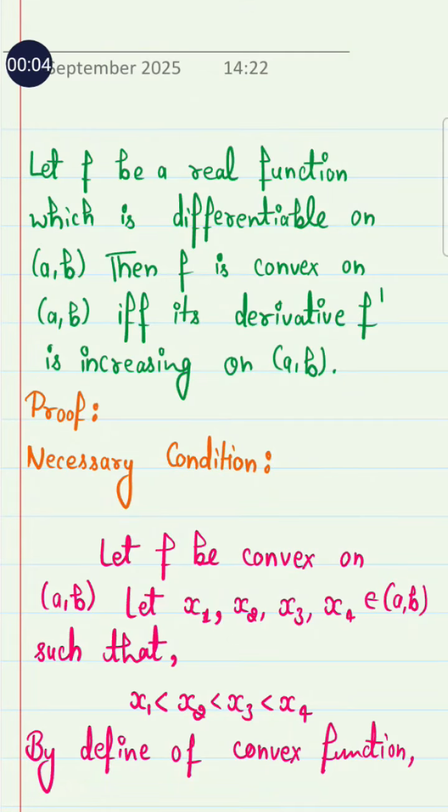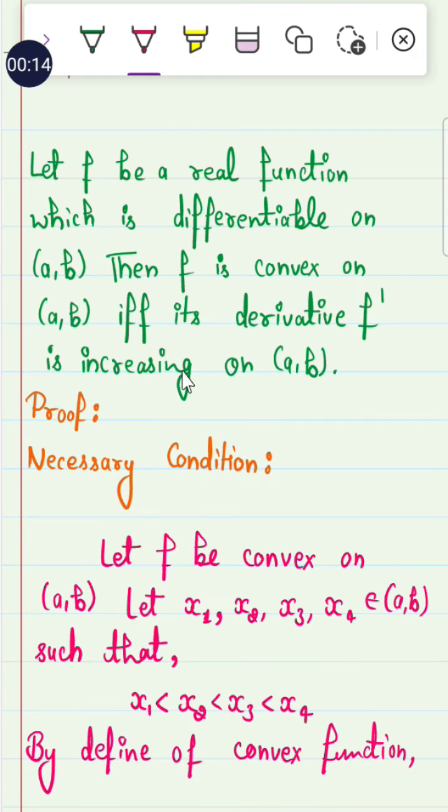Let the function f be a real function that is differentiable on an open interval. Then f is convex on the open interval (a, b) if and only if its derivative f' is increasing on the open interval. Now the proof.